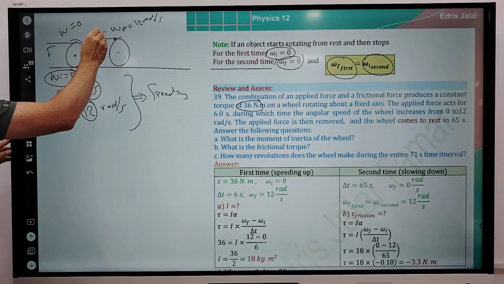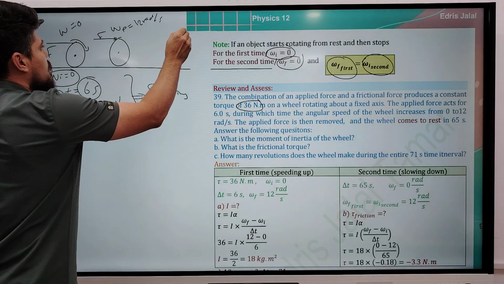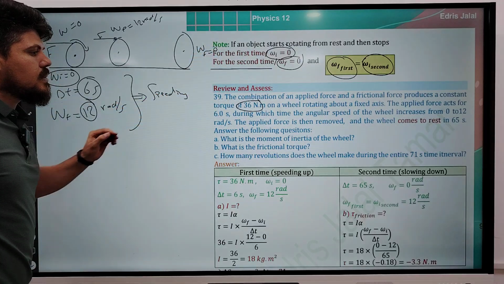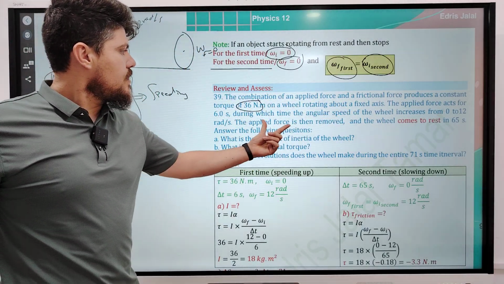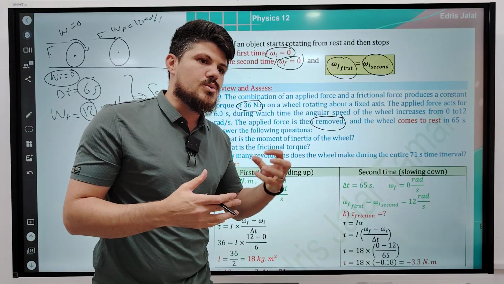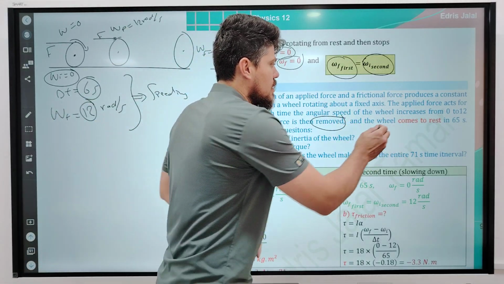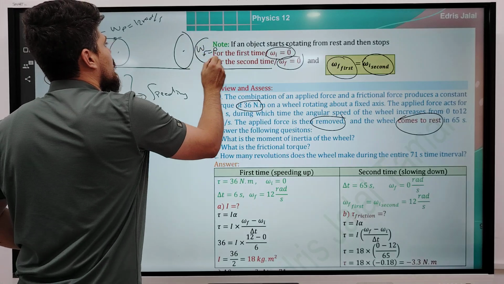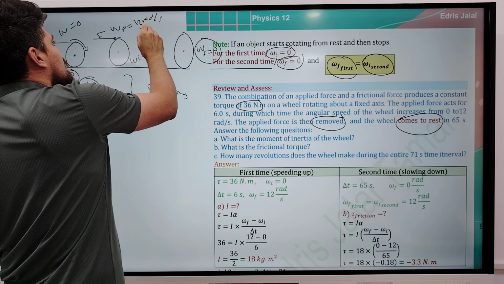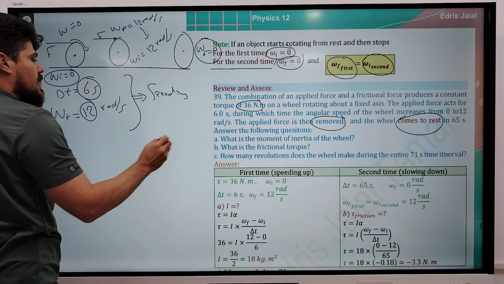The force is still applied on the wheel. When the force is removed, what happened to the wheel? It stops. Look, the applied force is then removed. What happened when the applied force is removed? The wheel tries to slow down because of the friction of the air resistance. The wheel comes to rest. What do you mean by comes to rest? Omega final 0. So what about omega initial in the case of slowing down? It is equal to the final angular speed of the first case, 12 rad per second.